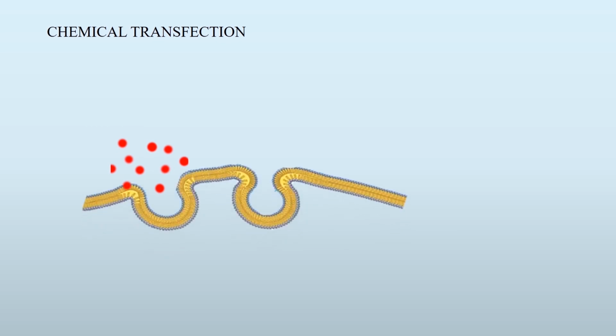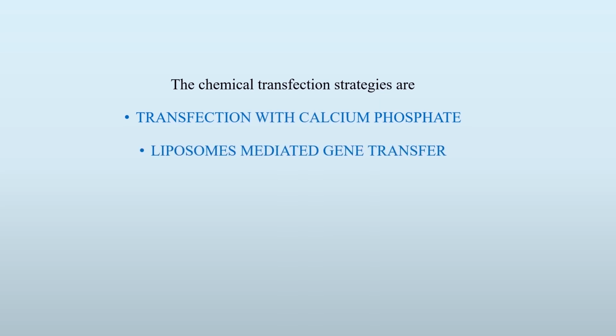Chemical transfection strategies. The chemical transfection method is to incorporate the recombinant DNA into the cell by endocytosis. Endocytosis: endo meaning inside. The cell takes up the substance into the cell. The chemical transfection is also known as sheath strategies. The cells take up the DNA from their surroundings. The chemical transfection strategies are transfection with calcium phosphate, liposome mediated gene transfer, transfection with diethyl aminoethyl dextran.